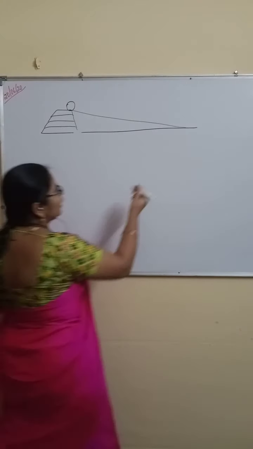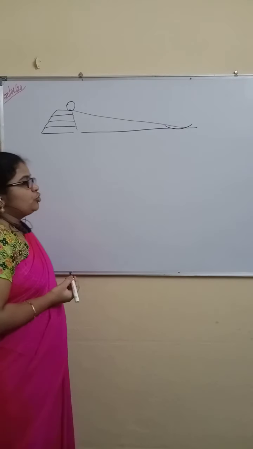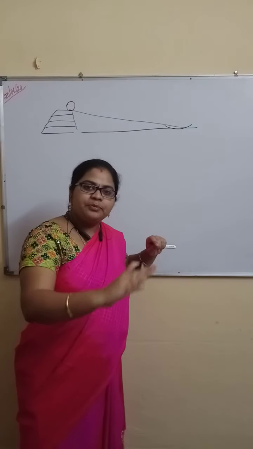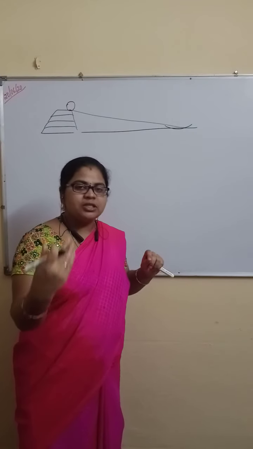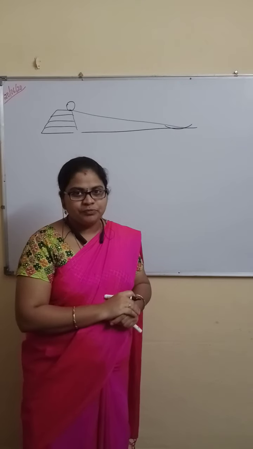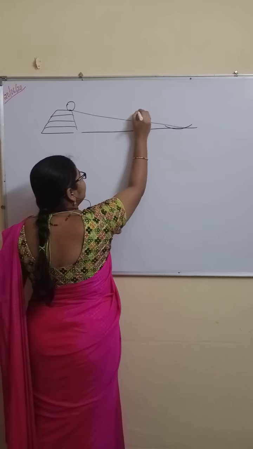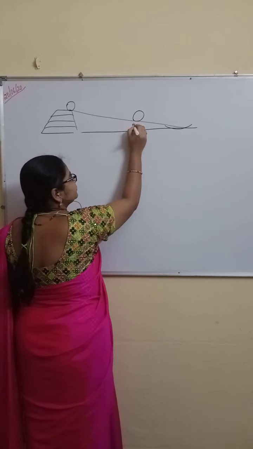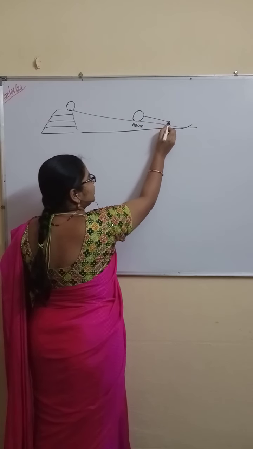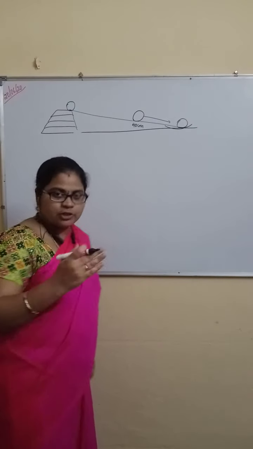So here we have to keep one steel plate. The marble should be kept at different positions like 40 centimeters, 50 centimeters, 60 centimeters, 70 centimeters, like that. So for example, here I am keeping the object at 40 centimeters. Now I am leaving it, then it will go like this and finally it will reach the steel plate. So over there it will stop.